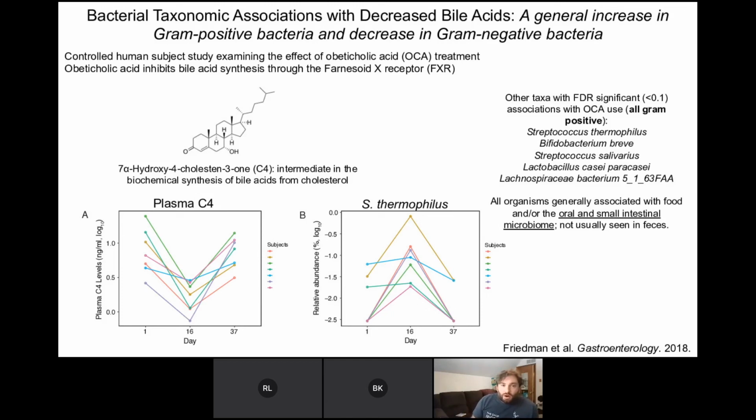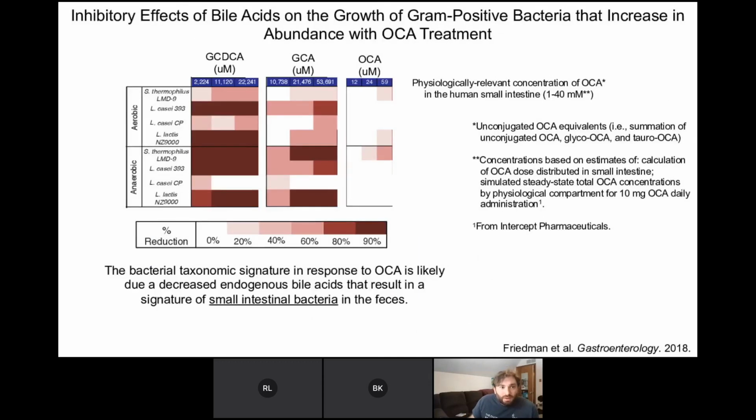And so our hypothesis was that these are all organisms generally associated with food and/or the oral and small intestinal microbiome, and they're actually not normally seen in feces. So to understand this, we took these organisms, we cultured them in the laboratory, and we looked at the inhibitory effect of endogenous bile acids, glycochenodeoxycholic acid and glycocholic acid, as well as the drug obeticholic acid.